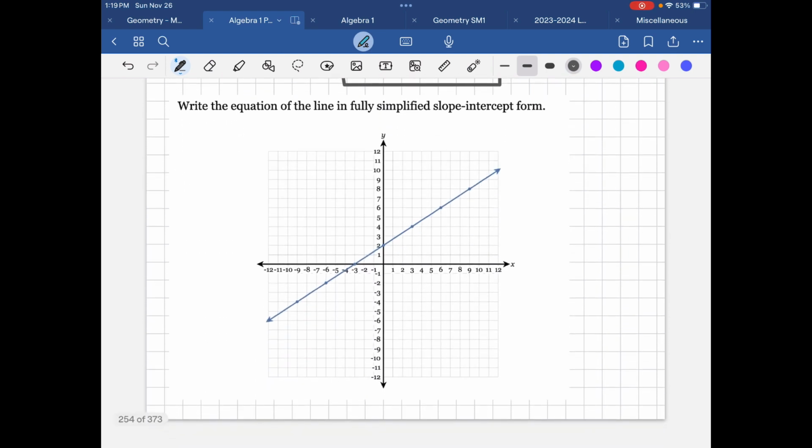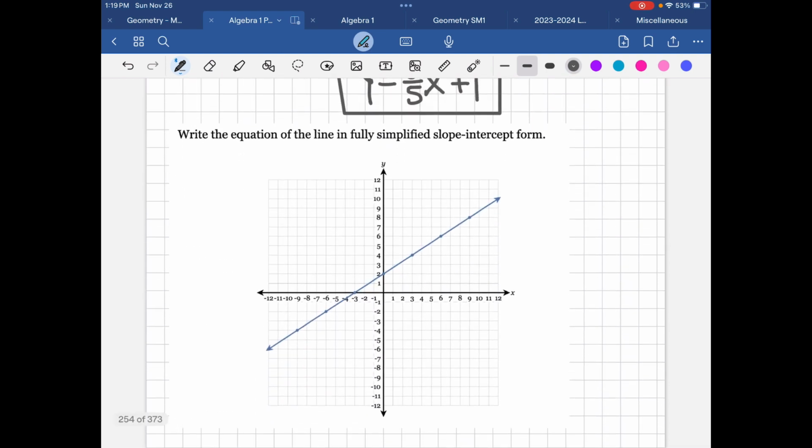Write the equation of the line in fully simplified slope-intercept form. So once again, y equals mx plus b. The first thing you're going to do is find b, your beginning. This is pretty standard. B is your y-intercept. There it is right there. It is at positive 2.